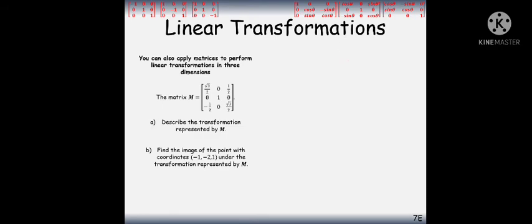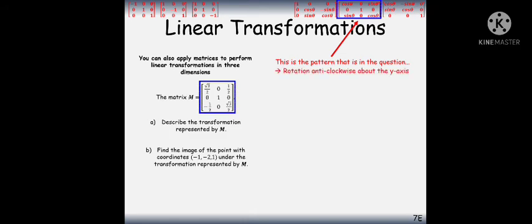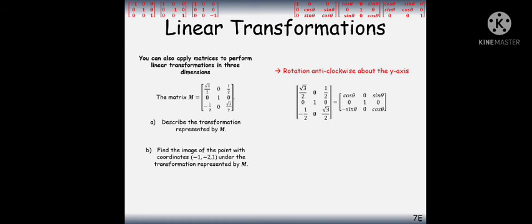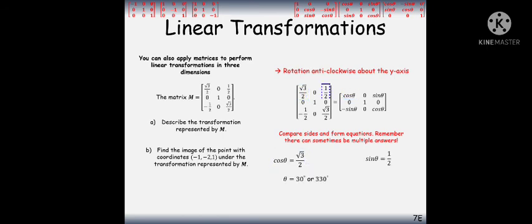Transformation represented by M. This is the pattern that is in the question. Okay, so it's a rotation anticlockwise around the y-axis. Compare the equations. Remember there can sometimes be multiple solutions. So we've got 30 or 330, using the period of cosine theta, which is 360.